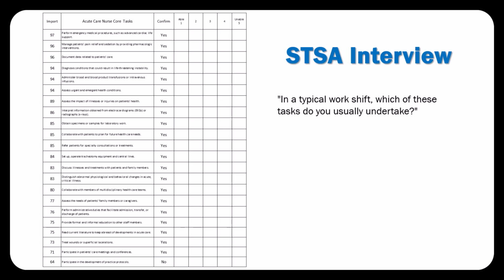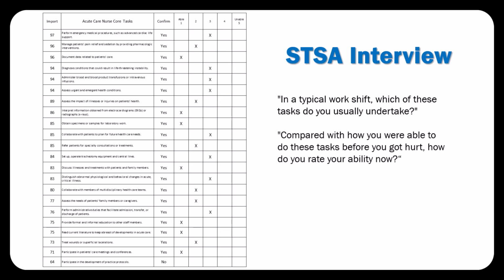You go down through each of the tasks, and I think you'll find that most of them will be included or confirmed. If not, you may have actually selected the wrong occupational category. But let's assume that you've got the right occupational category, and you see that all of the core tasks, the 22 core tasks, have been confirmed by Joanna.